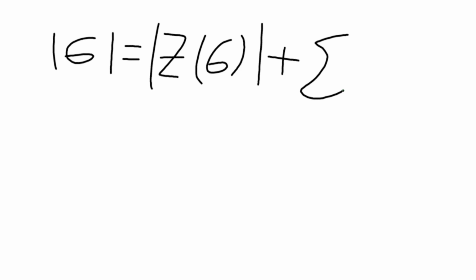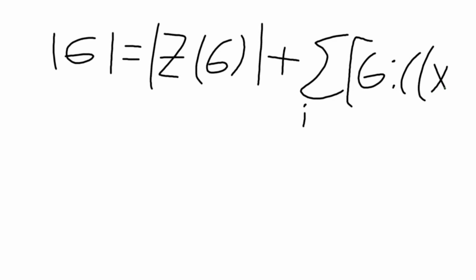So elements of the center are conjugacy classes of order 1, and the remaining conjugacy classes are of order higher than that. So we add those as well. And the remaining conjugacy classes have the order equal to the index of the centralizer subgroup of that particular member element of that conjugacy class inside the group G.